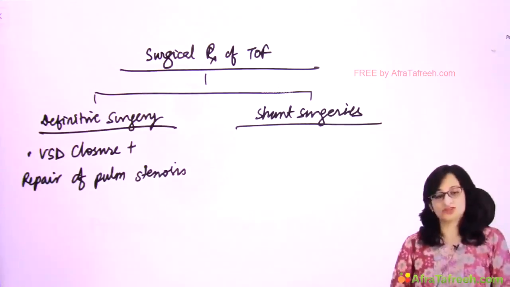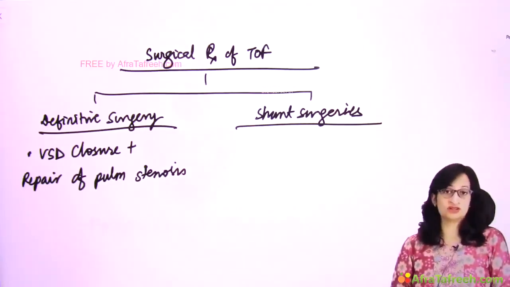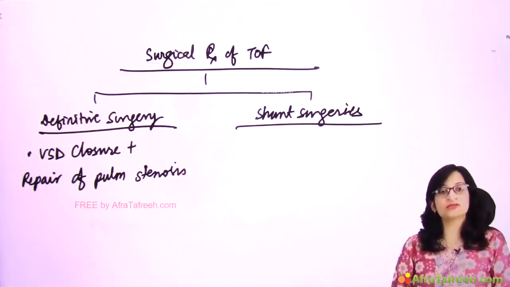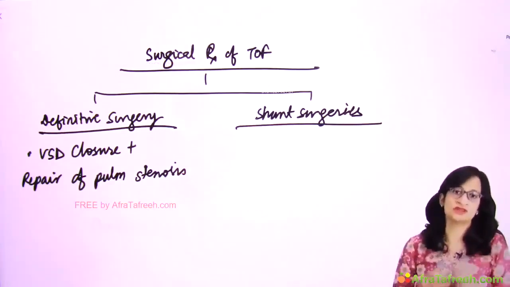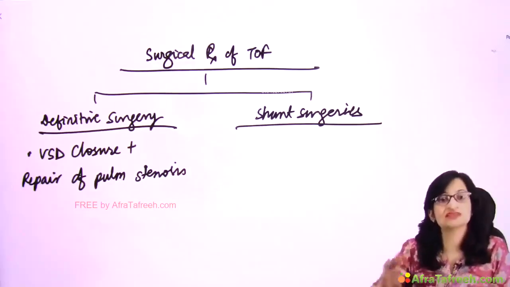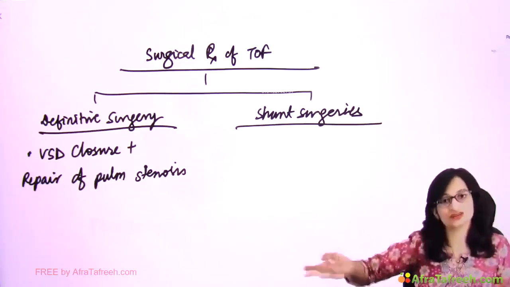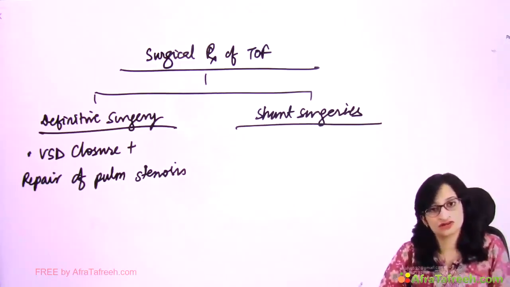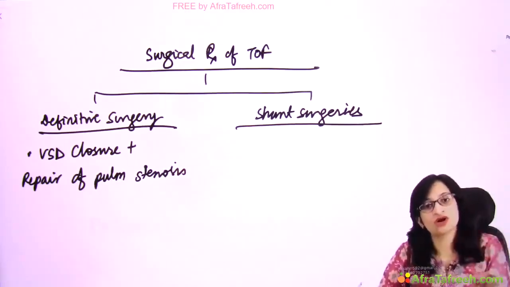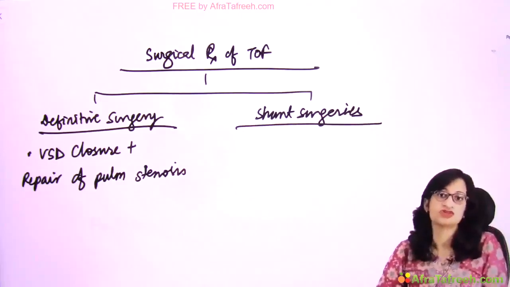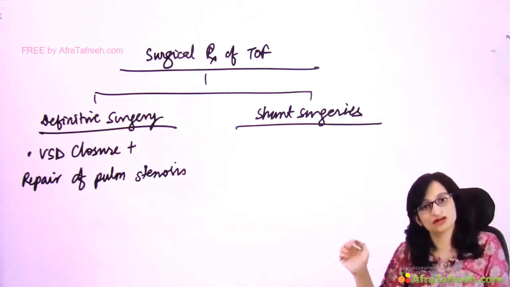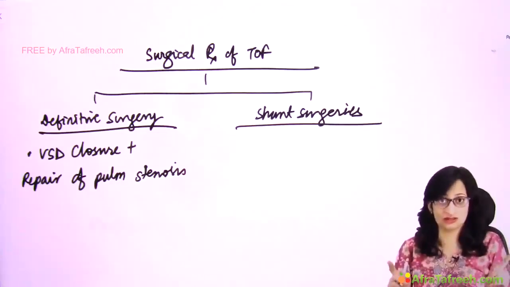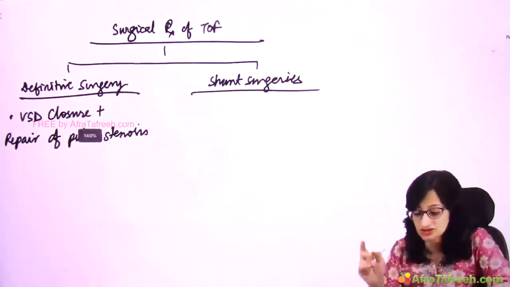What about the shunt surgeries? More important for your MCQs are the shunt surgeries. You get questions from there. So shunt surgery, the basic principle behind it is, what is the basic problem in tetralogy of Fallot? Because of the pulmonary stenosis, lesser blood is going to the lungs. That is causing problems by causing hypoxia and all. Now, what you do in shunt surgery is you make a connection between aorta or its branch to the pulmonary artery. So what will happen? More blood will go to the lungs. So the symptoms of the child will subside, though you have not corrected the actual defect still.